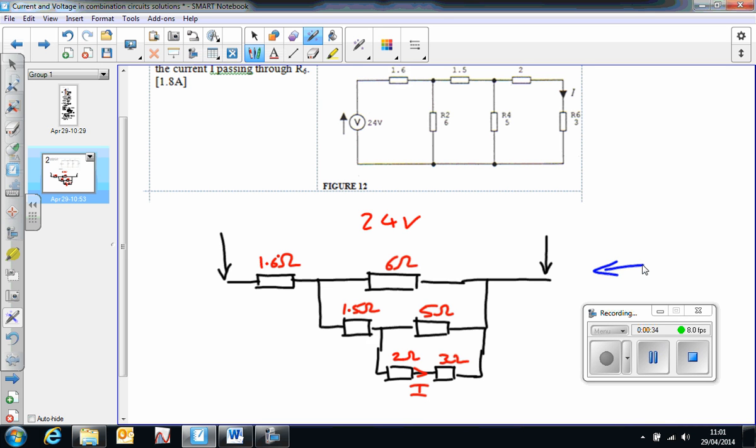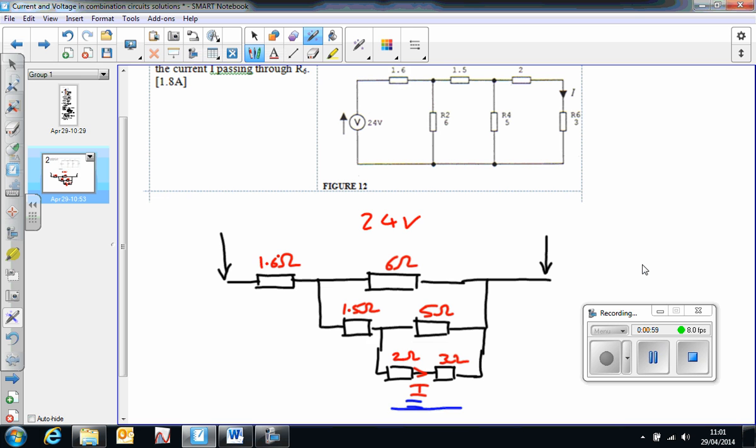Okay, so let's have a look at it then. I've got this combination here, 24 volts across this resistor, and that resistor is in series with the rest of the combination of the circuit. We've got a 6 ohm resistor, and across that we've got a 1.5 and a 5 ohm, and then across the 5 ohm we've got a 2 and a 3. So we've got lots of resistance combinations to worry about here.